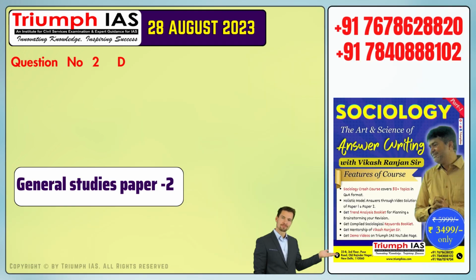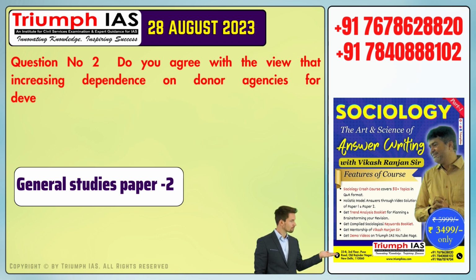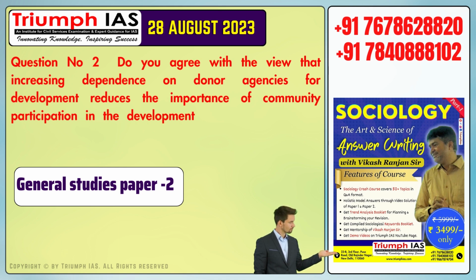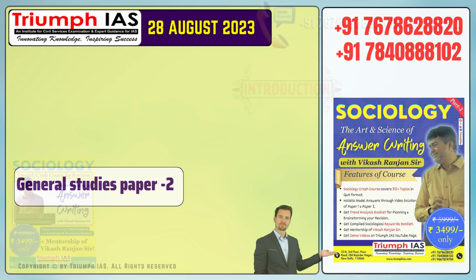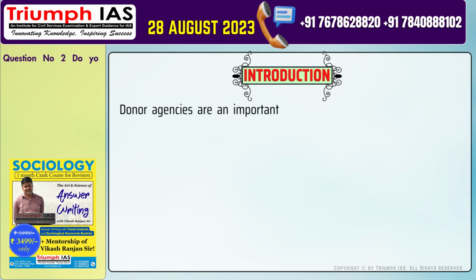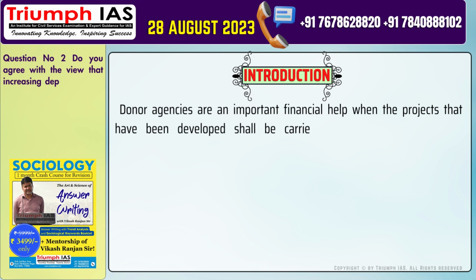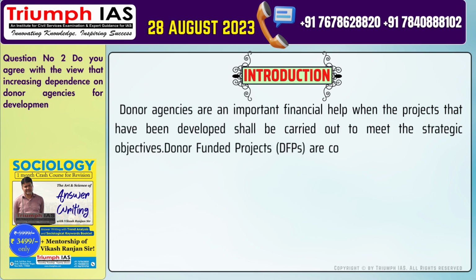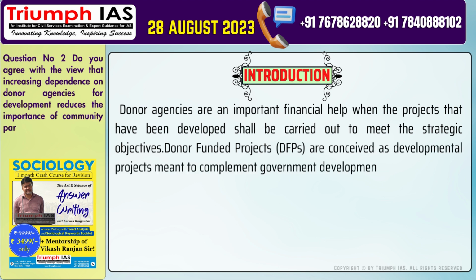Question number 2. Do you agree with the view that increasing dependence on donor agencies for development reduces the importance of community participation in the development process? Justify your answer. Let's start with the introduction of the answer. Donor agencies are an important financial help when the projects that have been developed shall be carried out to meet the strategic objectives. Donor-funded projects, DFPs, are conceived as developmental projects meant to complement government developmental initiatives to its populace.